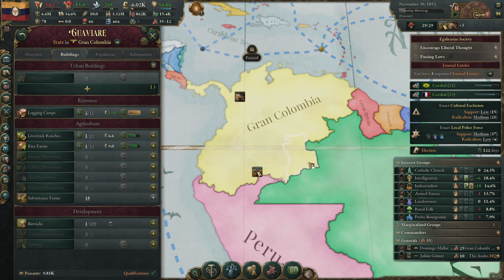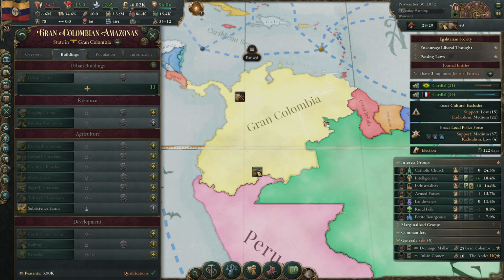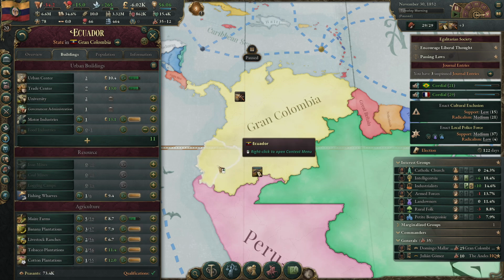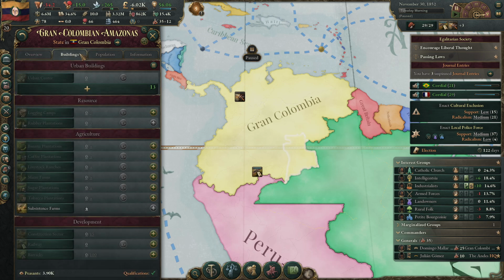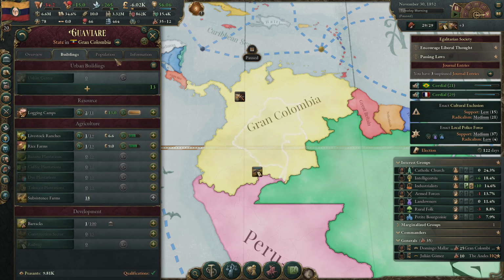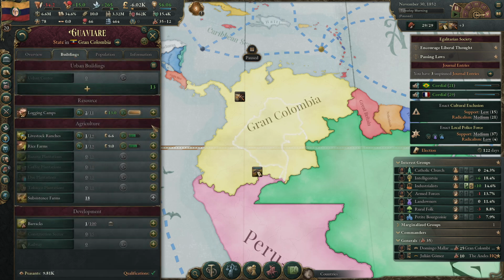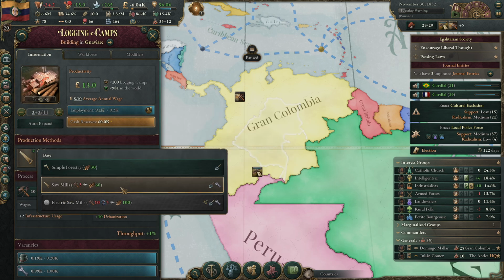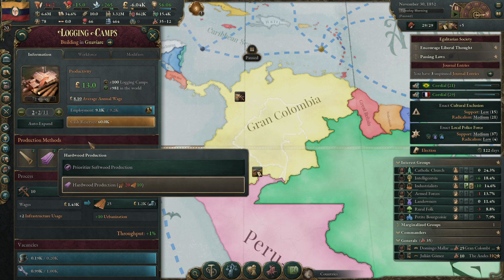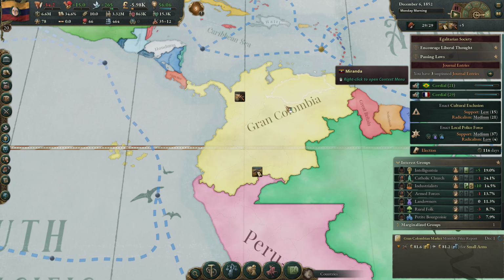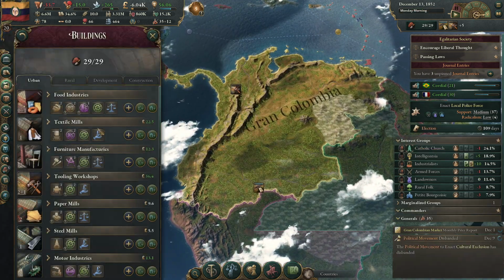There's one logging camp here, there are 2 here. Nothing there, but there's rubber, so let's not build it there. Love to build more over here. Yeah, how many peasants left? 40,000? Okay, then we can actually build like 2 more here. And then we are going to work on the grain prices.